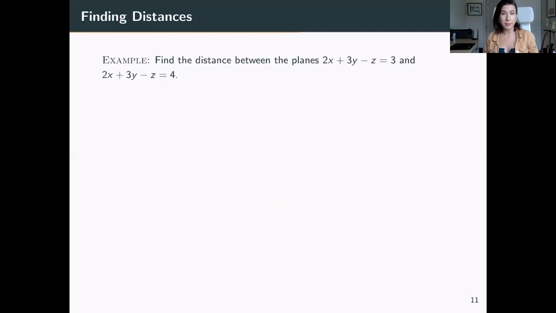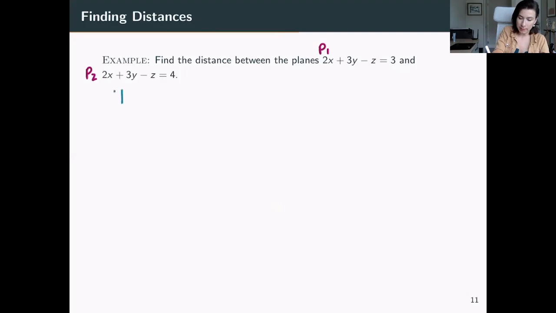If I gave you a point and a plane, we would just need to plug and chug those values into the formula for the distance between the point and a plane. In this case, we're given two planes and asked to find the distance between them. Now we can notice first off, if I label this first plane as P1 and this second plane as P2, we can look at the normal vectors of these planes.